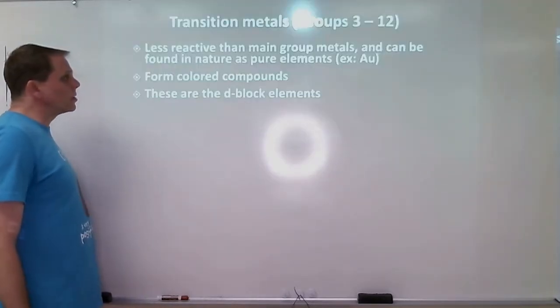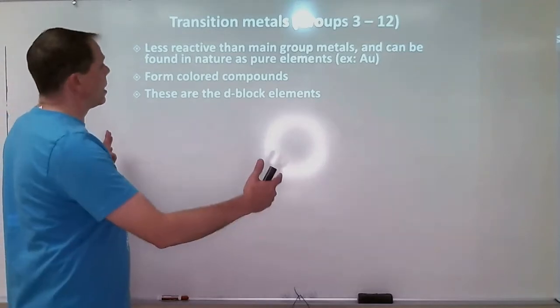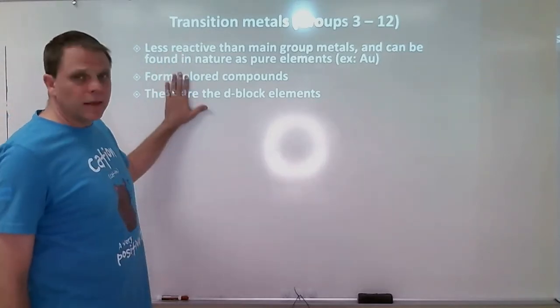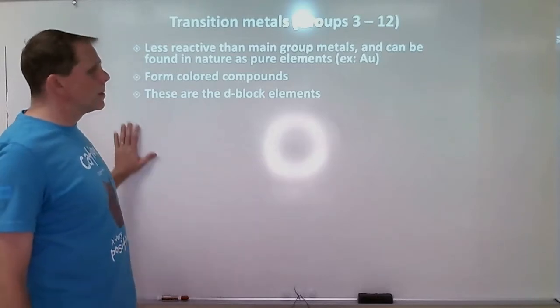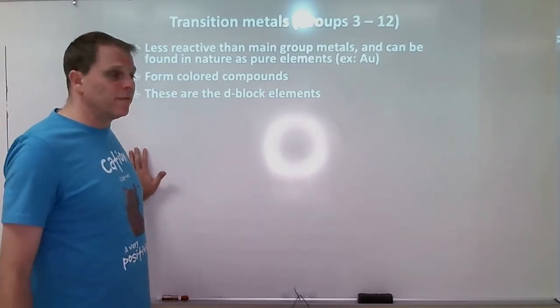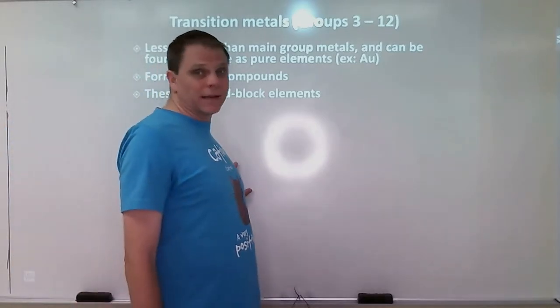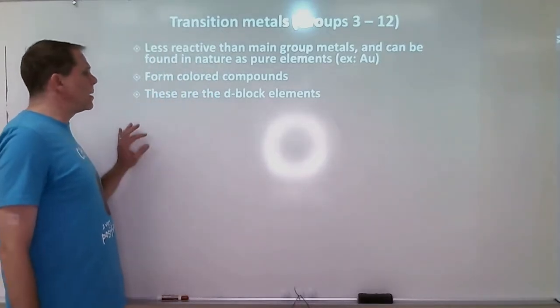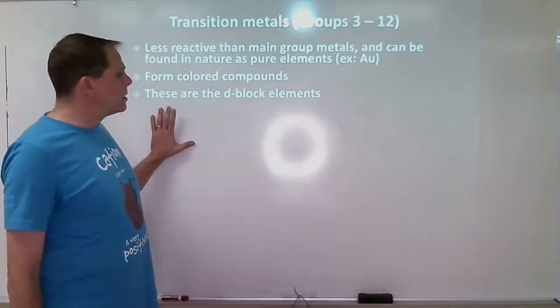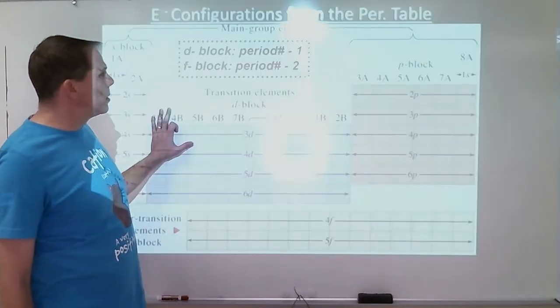Now, those transition metals, like I said, that's in the D block, right? They're less reactive than the alkali metals and the alkaline earth metals. They are found in nature as pure elements, okay? For instance, we can find veins of gold and silver and platinum and copper, things like that, right? They form lots of colored compounds. And yeah, we already talked about the fact that they're the D block elements.